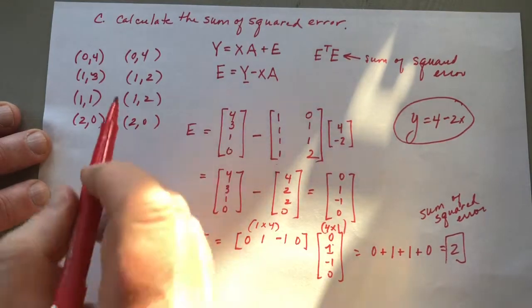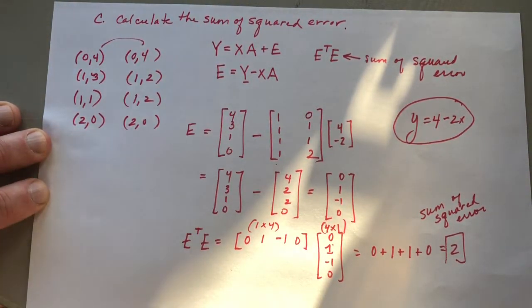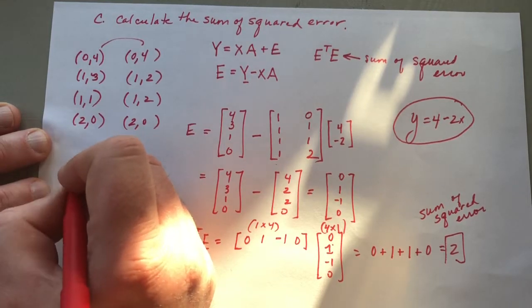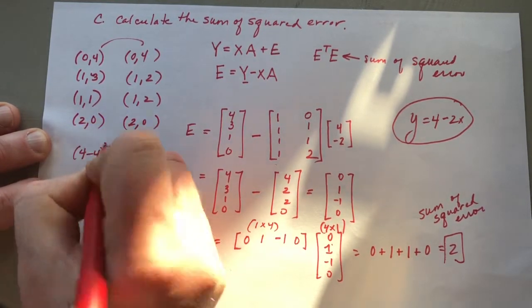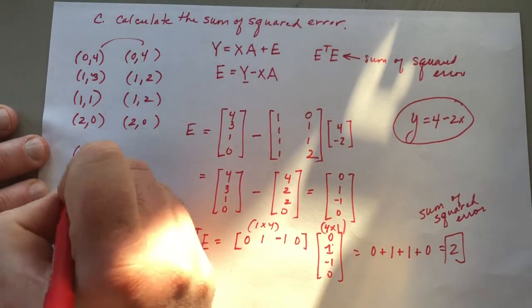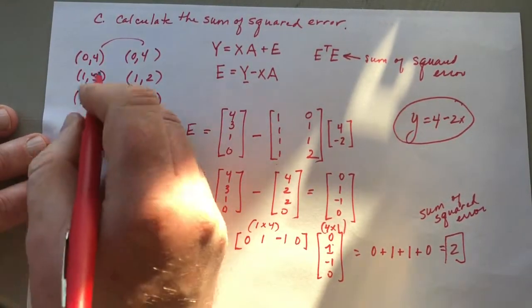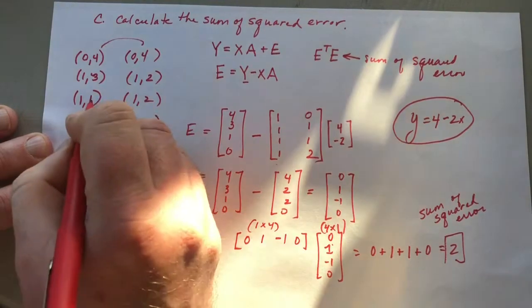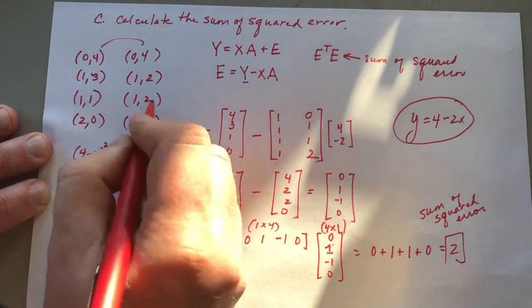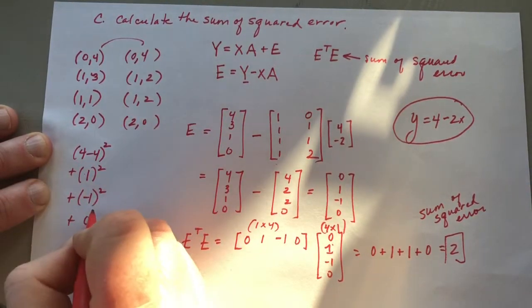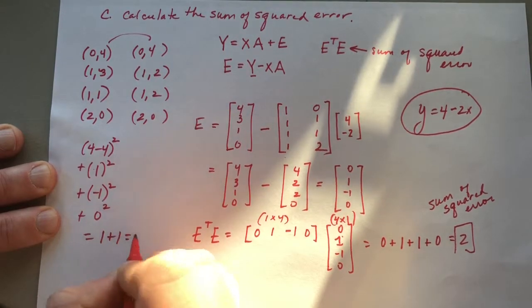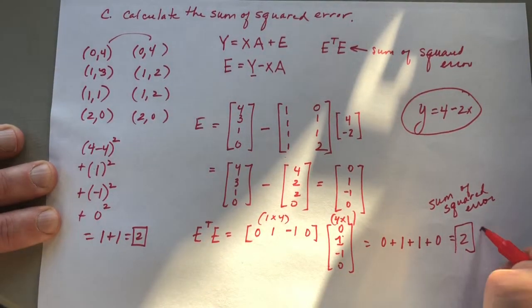So now what if we compare the y values that we were supposed to get with the y values we actually got from our estimate, and we square them. So I'm going to subtract them and square them. 4 minus 4 squared is definitely going to be 0, plus 3 minus 2 squared, which is going to be 1, plus negative 1 squared, 1 minus 2, plus 0 minus 0, that thing squared. So what I get is 1 plus 1 equals 2. Sure enough, that's what we got over here, wasn't it?